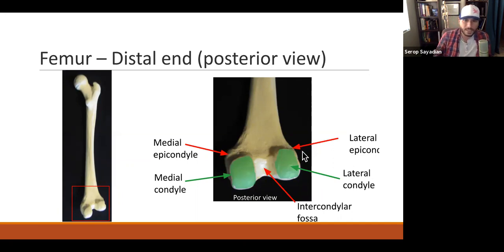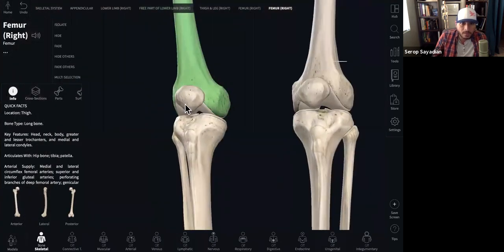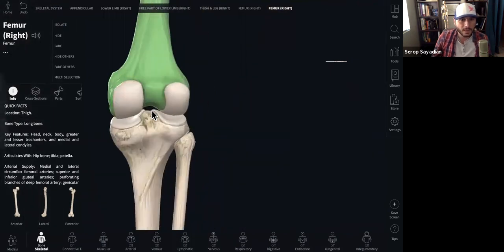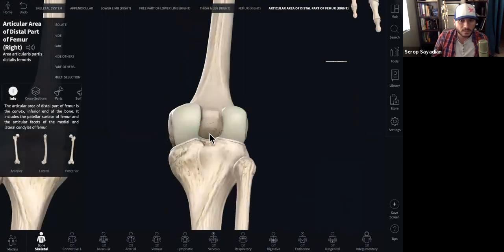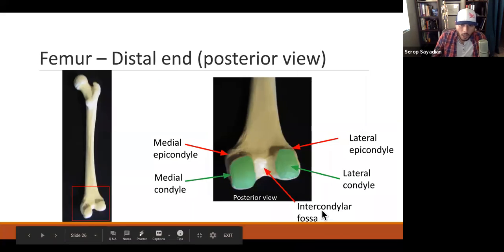So if I were to look at Arthur and go down to the bottom where the knee is, I love the knee. It's such a cool joint. Let's go to the back of it. You'll see how the condyles are actually holding the weight, whereas the epicondyles are just the sides. So the condyles are down here. The epicondyles are on the sides. And then in between the condyles is the intercondylar fossa.